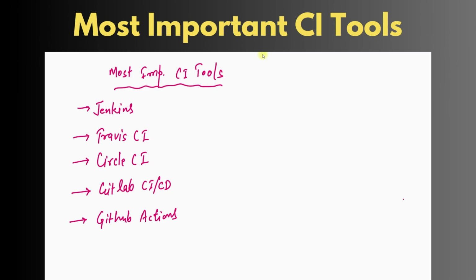Now let's talk about the most important CI tools that we have and understand a quick explanation of what type of tool it is and when it should be used. That is more important because we should understand when we can use each tool. There are many tools available in the market, but which tool is suitable for us, we need to understand that. So the first tool is Jenkins.